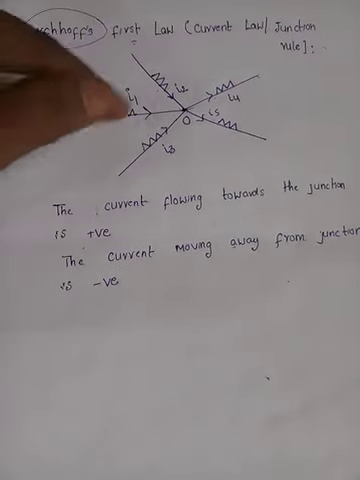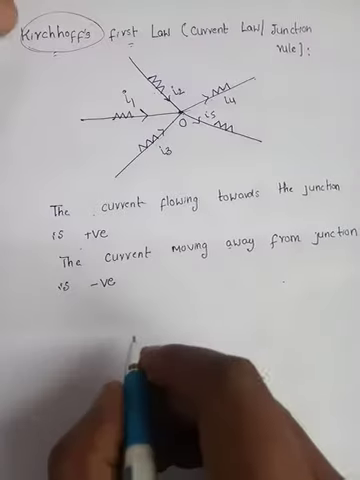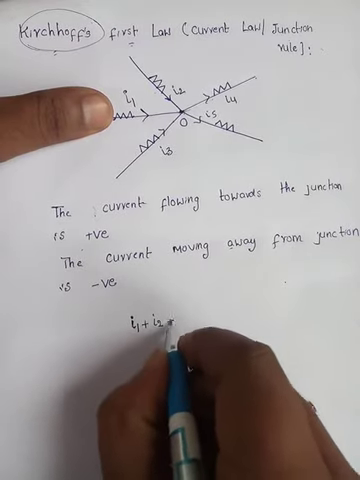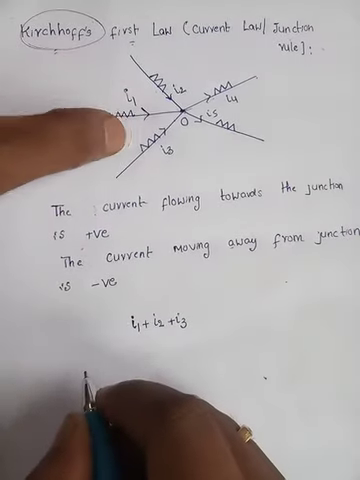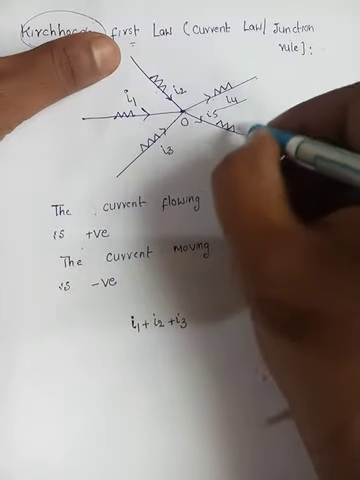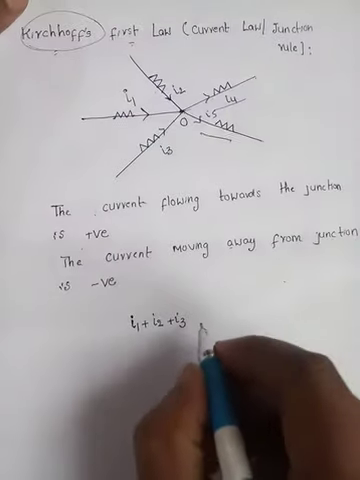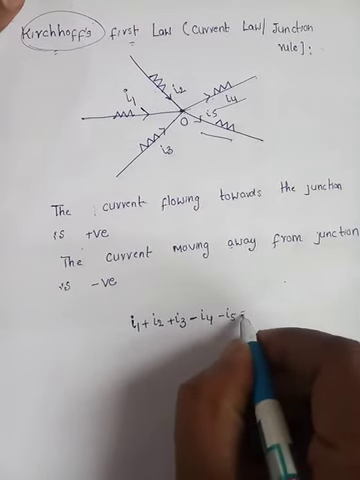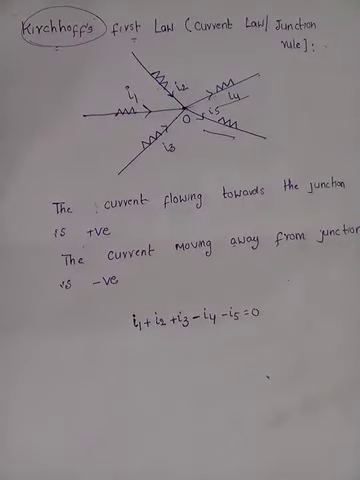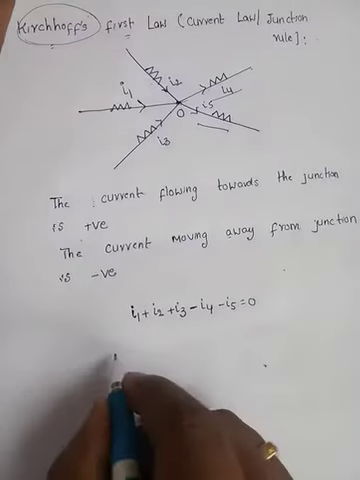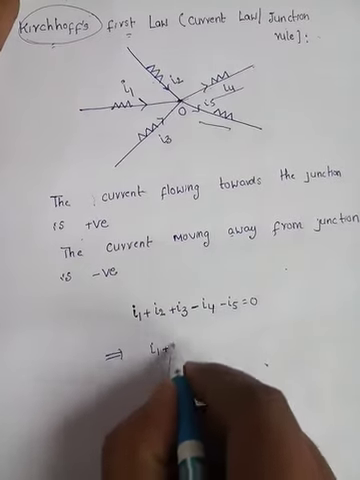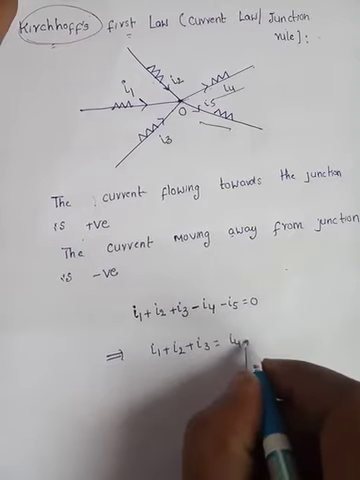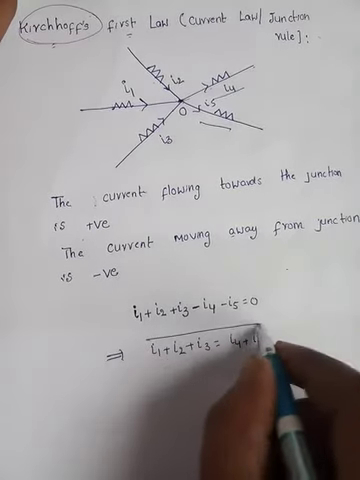How many currents are moving towards the junction? 3, right? What are they? I1 plus I2 plus I3, all moving towards the junction. And what are the currents moving away from the junction? Two currents, I4 and I5. This is equal to 0, according to Kirchhoff. That implies I1 plus I2 plus I3 is equal to I4 plus I5.